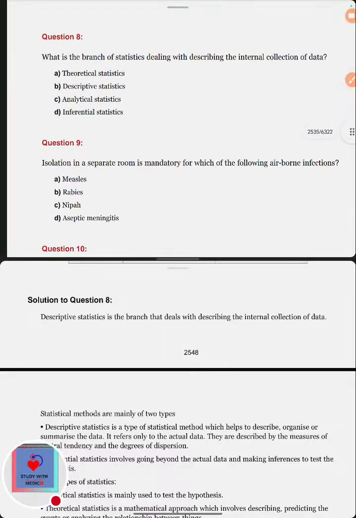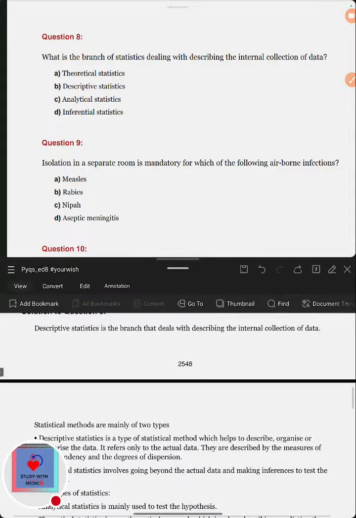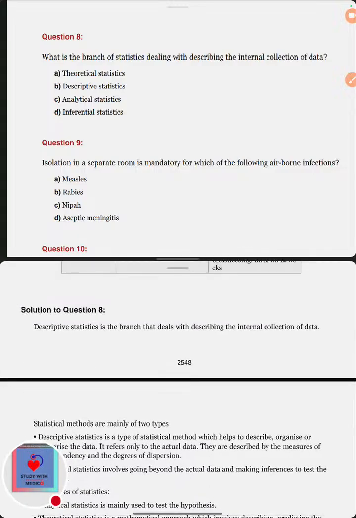What is the branch of statistics dealing with describing the collection of data? Descriptive statistics.